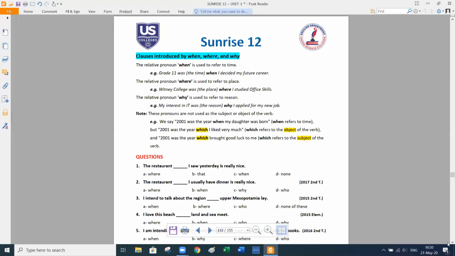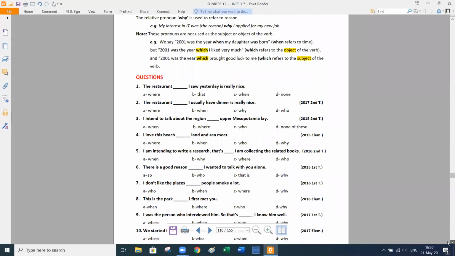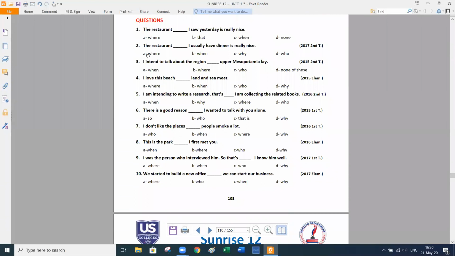I think that's clear, inshallah. If not, don't worry, because as you can see now in the ministry exam, they didn't ask questions like that. They ask simple questions. I mean, if you see place here and see where, when, why among the choices, most probably the answer is where, because the restaurant is a place. In the ministry exam, they ask questions like that.